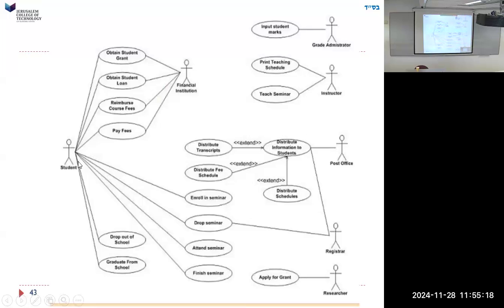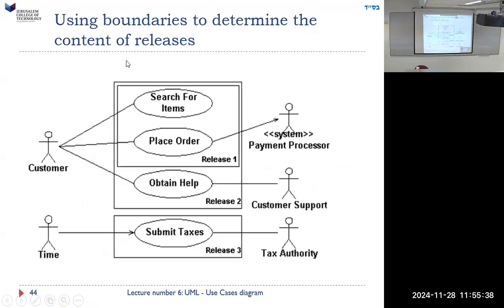Here's another example. Student, pay fees. Financial institute, pay fees. I don't know how they interact with it. Okay. Teacher, print teaching schedule, teach seminar. So here it is, obtain student grant. I think you get the idea.